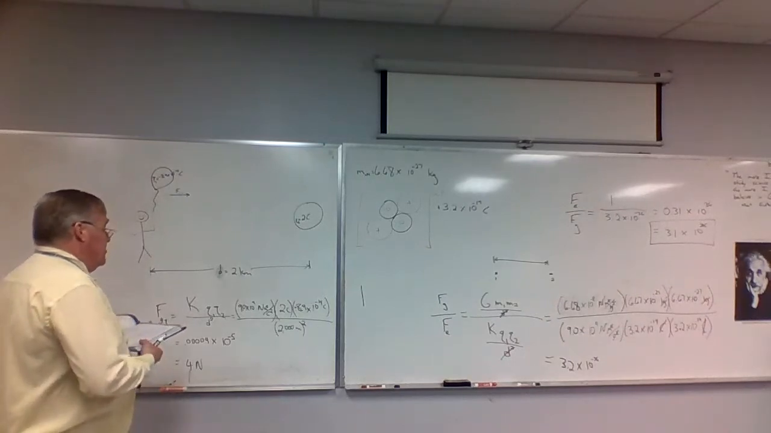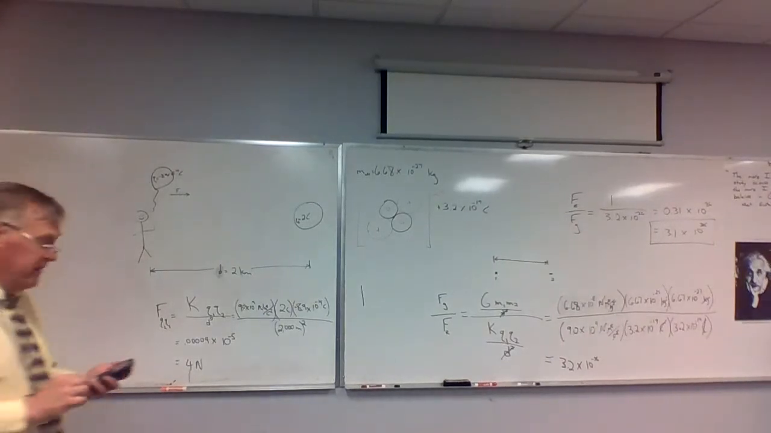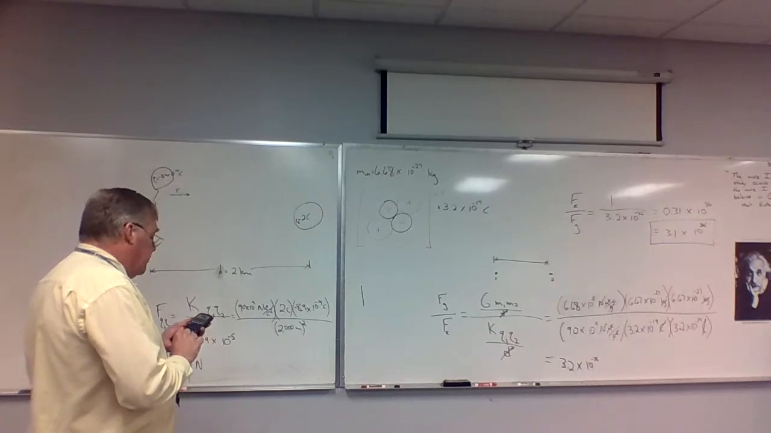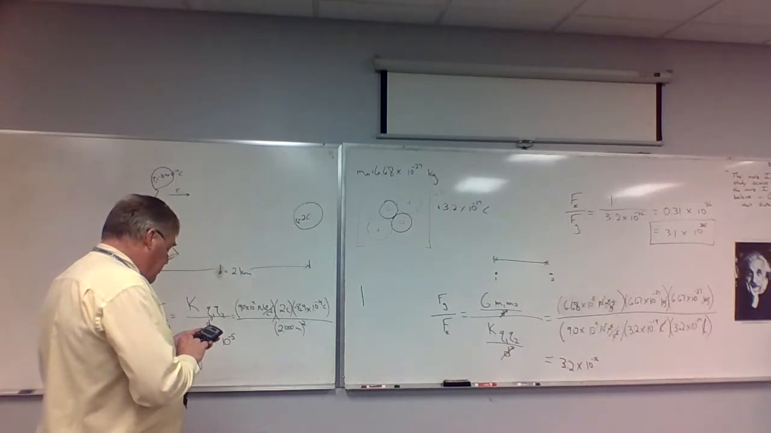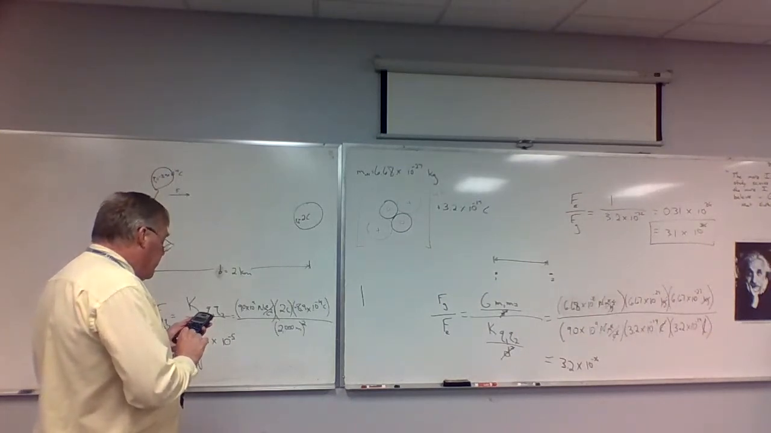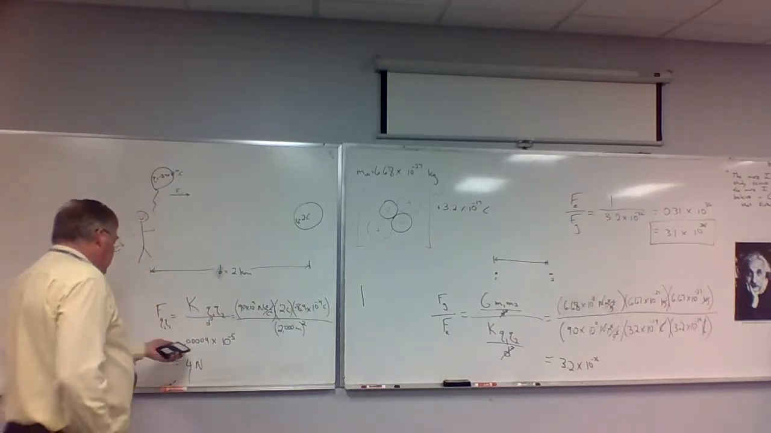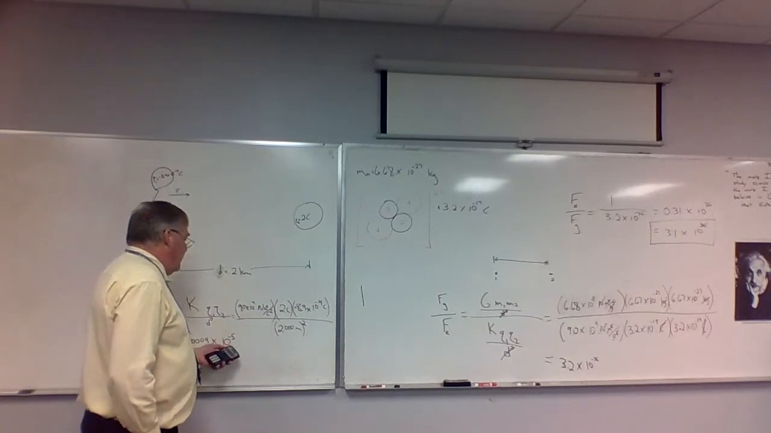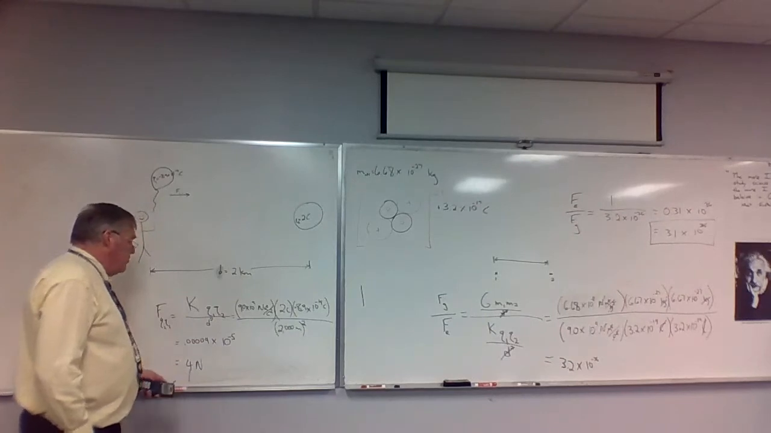So 9 times 2 times 8.9. Did I do that wrong? Divided by 2,000 twice. Clear. 9 times 2 times 8.9 equals, divided by 2,000, divided by 2,000 equals... I got 4.0000 and this is definitely times 10 to the minus 5 here. And I move the decimal place 5 places, and I get 4 newtons.